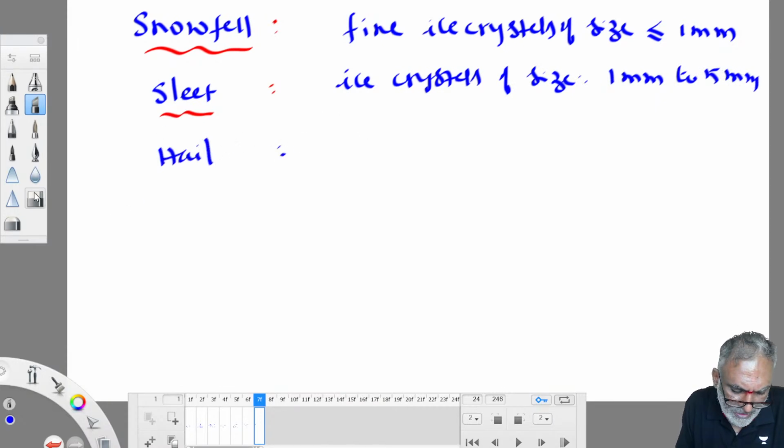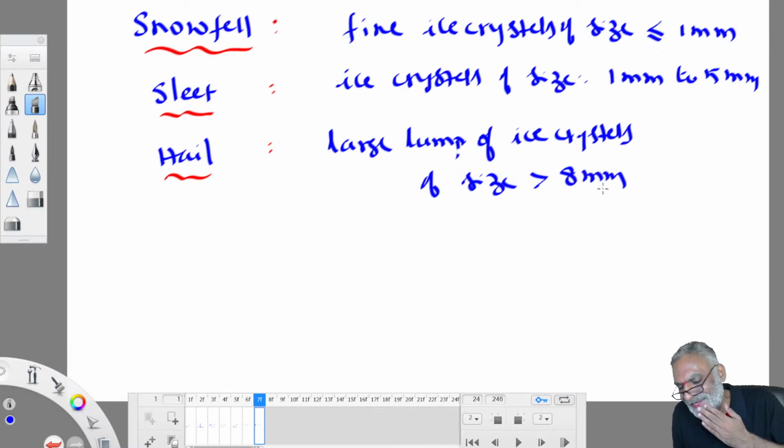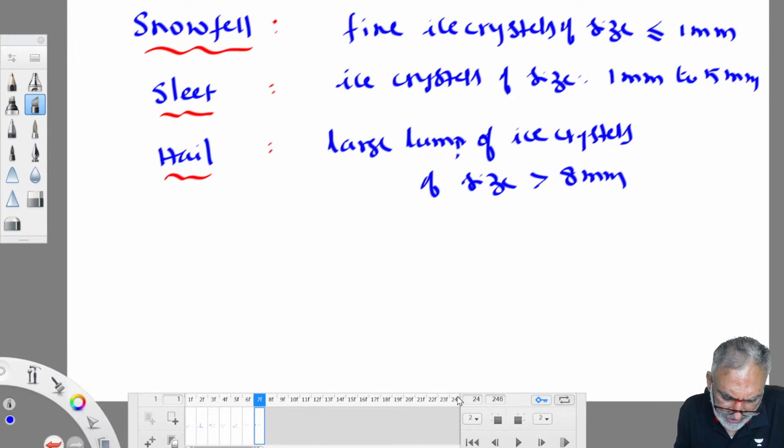Then hail means precipitation in the form of irregular sized, large lumps of ice crystals of size greater than 8 mm. Irregular shaped ice crystals of size greater than 8 mm is called hail. Hail is nothing but very high intensity snowfall. Snowfall occurs with large size ice crystals, irregular sized pellets of ice dropped down from the atmosphere.